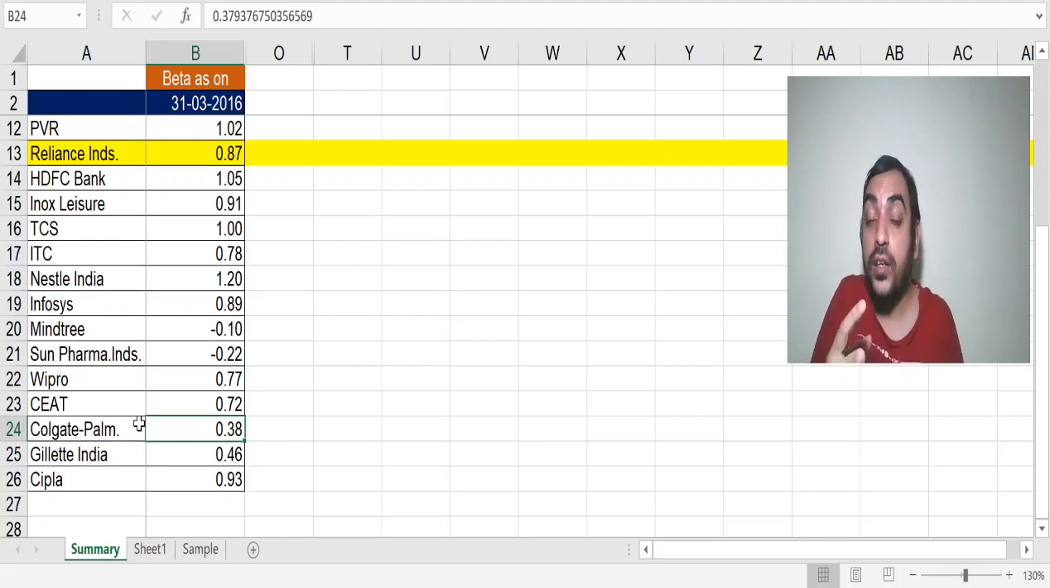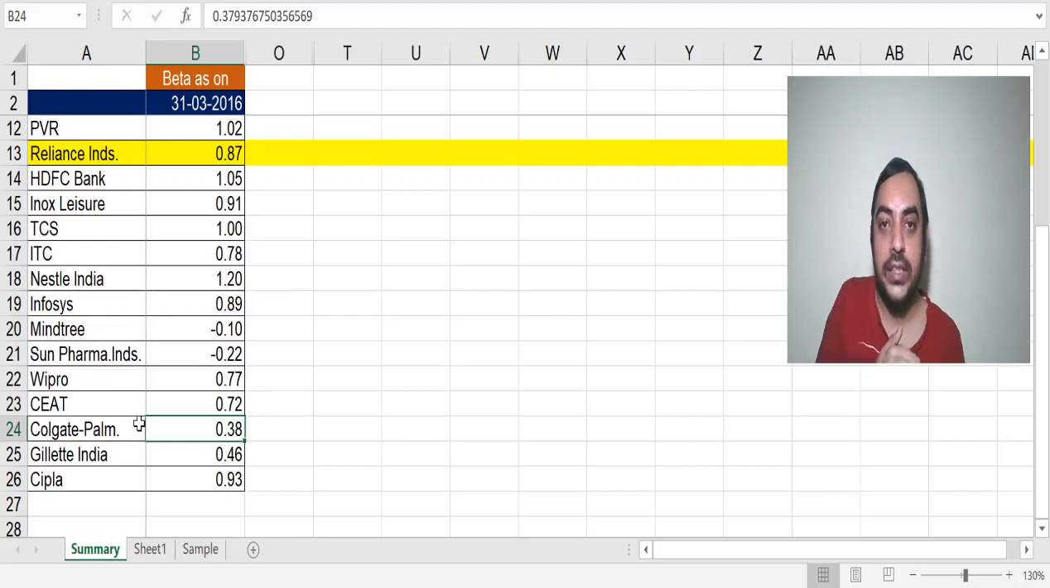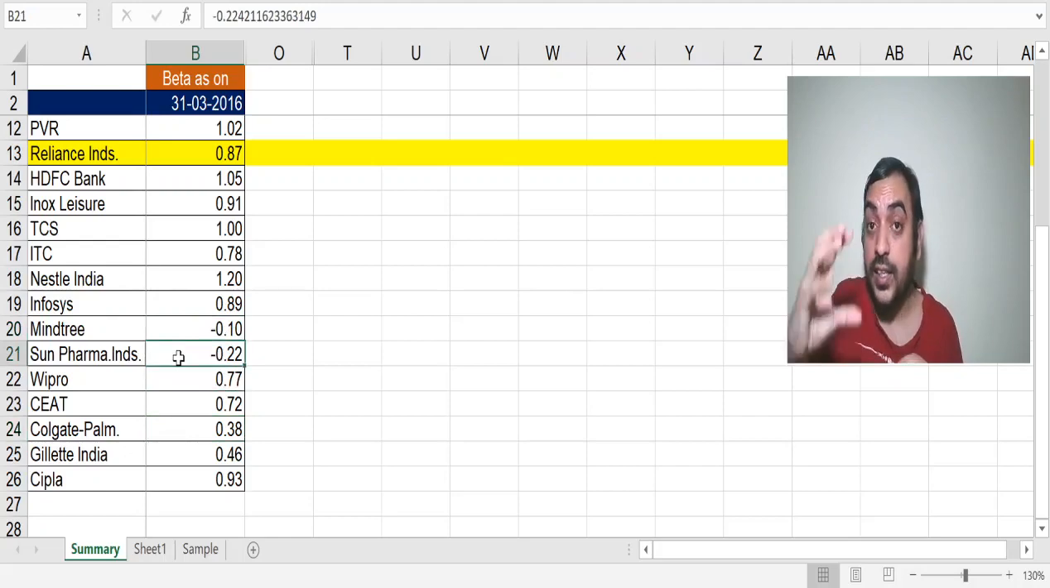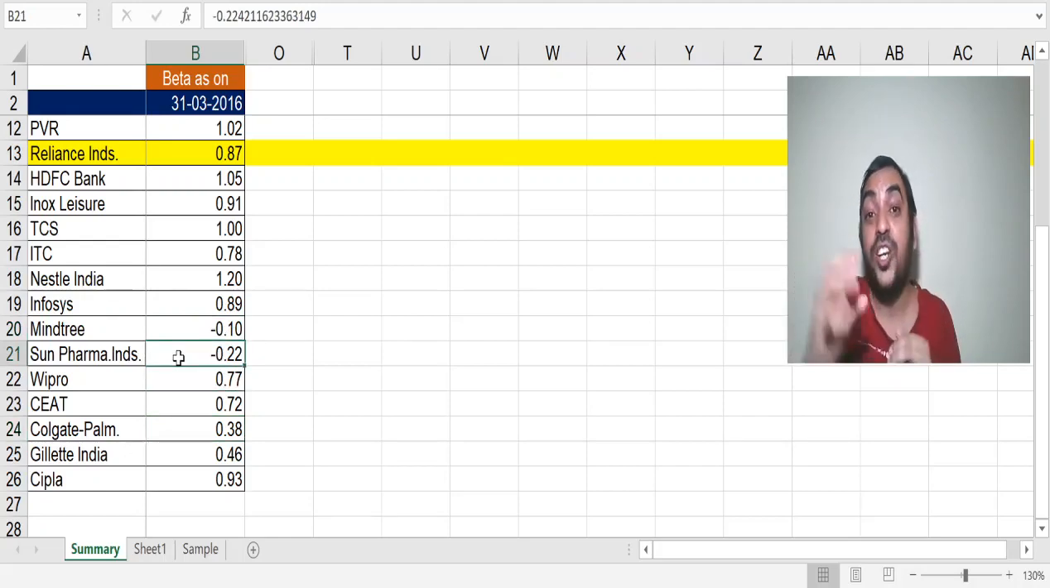Beta more than 1, higher movement, higher risk, higher return. Beta less than 1, lower risk, lower movement, lower returns. Hope you are getting this point. The direction is given by plus or minus, and the proportion is given by the actual values. And this negative beta, minus 0.10, minus 0.122, means when the market increases, the security will go down. So negative beta means security and market are moving in the opposite direction.